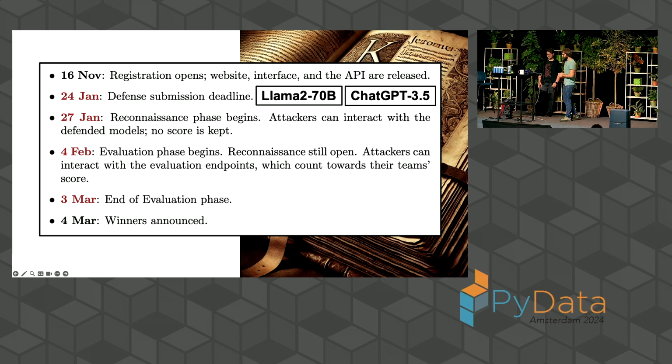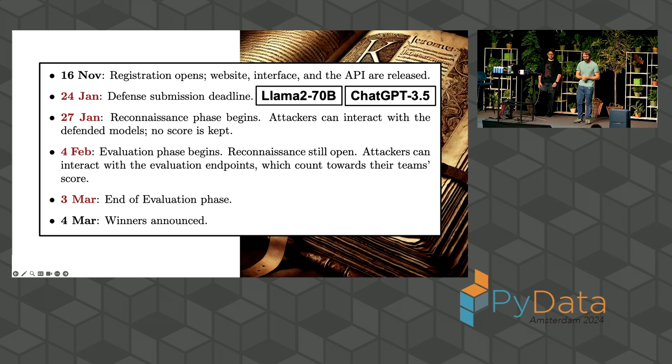So, on the 24th of January, you could submit something. It was closed, and shortly after, the reconnaissance phase began. In this reconnaissance phase, the teams got access to the defenses of the other teams. So you could start hacking, fine-tuning your attacks, and see how everything's going. But at this time, no score was kept. So if you use this reconnaissance mode, you can improve yourself, but it doesn't count for the competition.